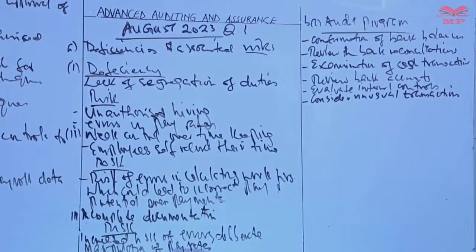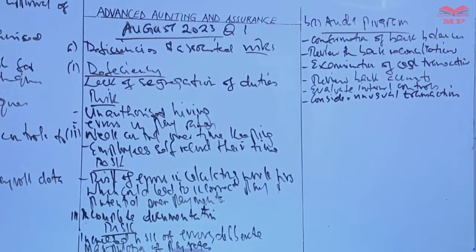Any other point? There is the cutoff procedures also. The auditor can also assess cutoff procedures. And just to support what Aisha has said, the auditor can confirm that checks dated in December 2022 were recorded in the correct accounting period. That is what we are referring to as cutoff.